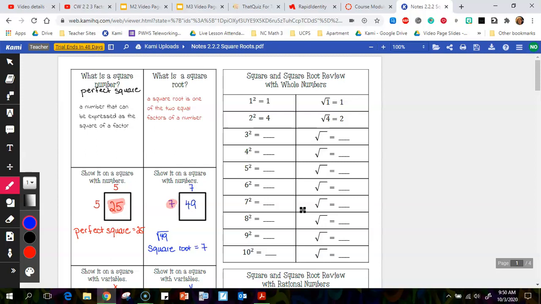The numbers that are the result or the product of a number times itself, those are the perfect squares. So if we memorize them up to 10, that's a good idea, because when we start simplifying square roots, we're going to need to know what these numbers are. Okay, so 3 squared is 9.